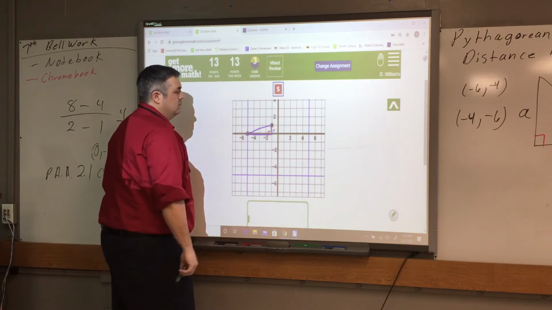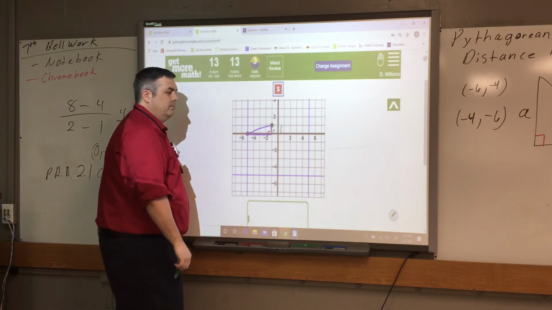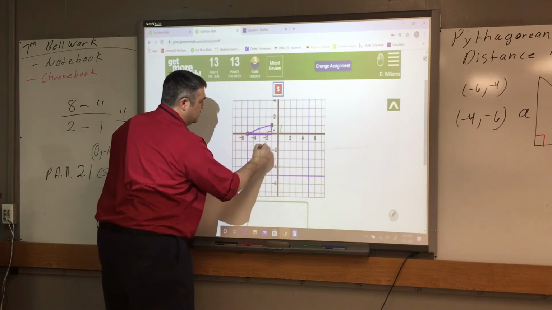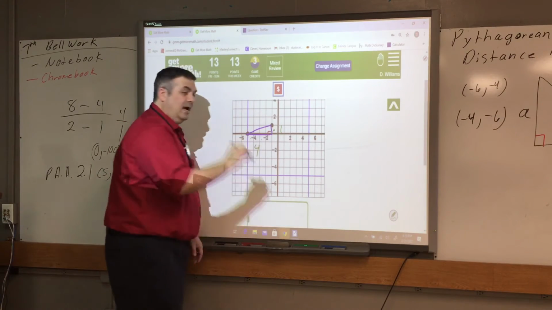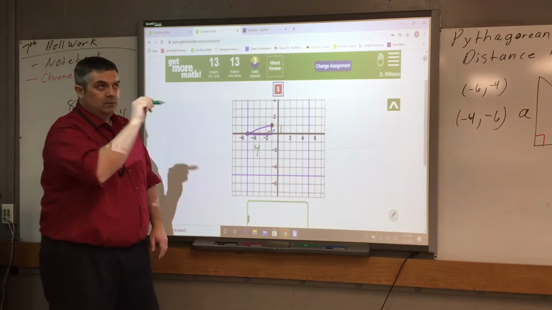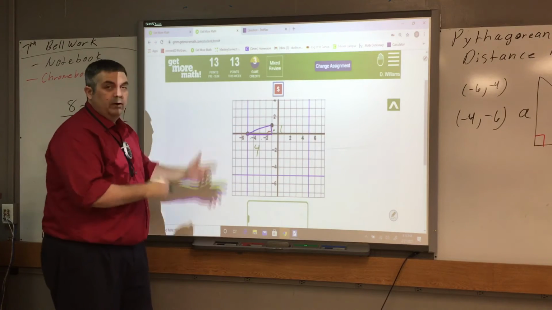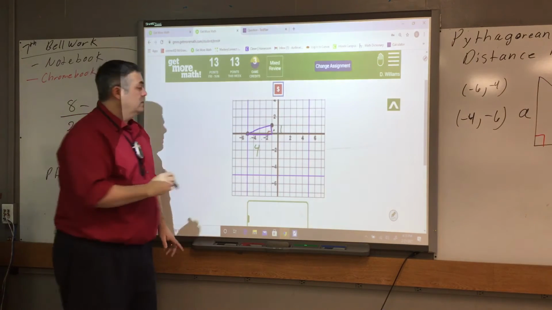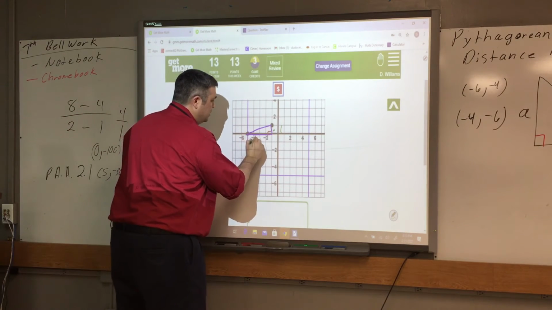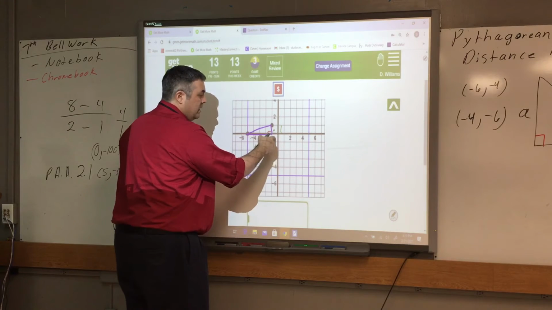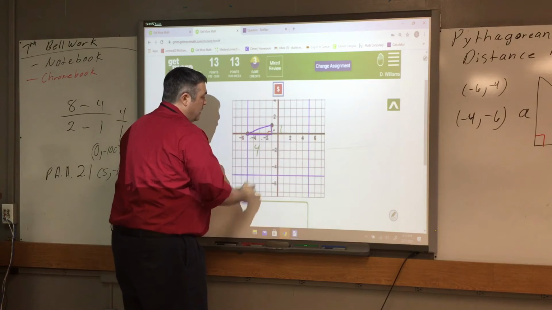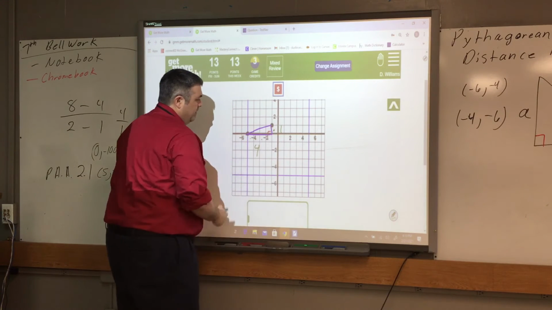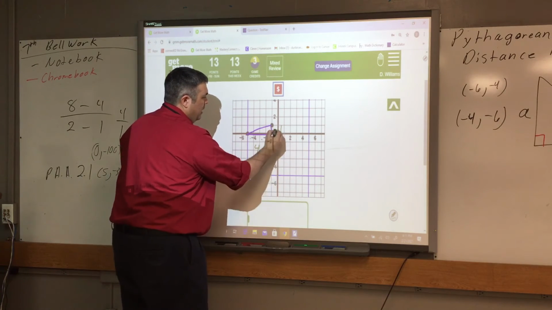One box. So this side is 1. Now I'm gonna count these boxes. 1, 2, 3, 4. Notice, guys, I'm actually putting pen to board so that you can actually see it. 1, 2, 3, 4. Notice I don't count this one, and notice I don't count this one. They're outside of it. I want what's in here, okay? So 1, 2, 3, 4, and 1.